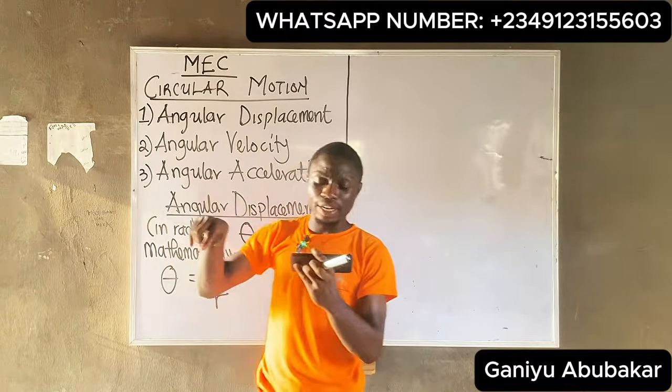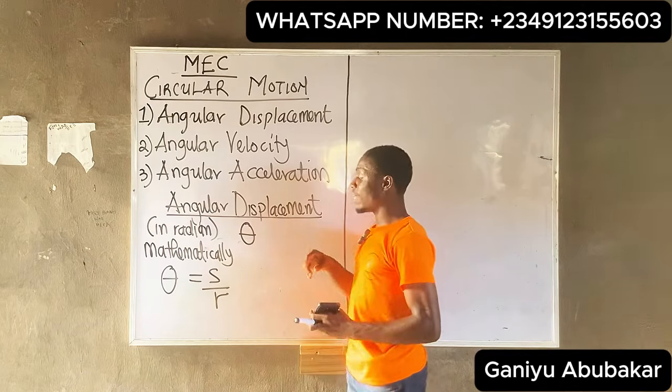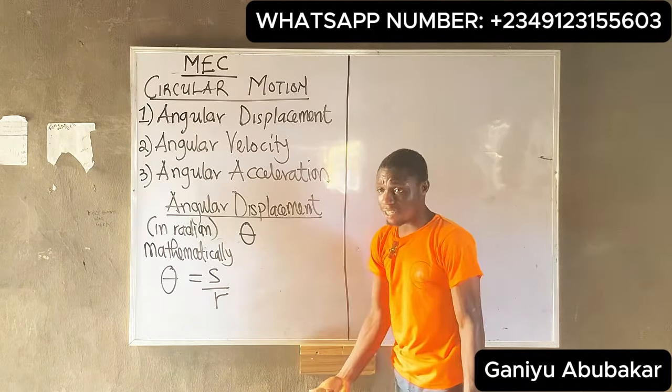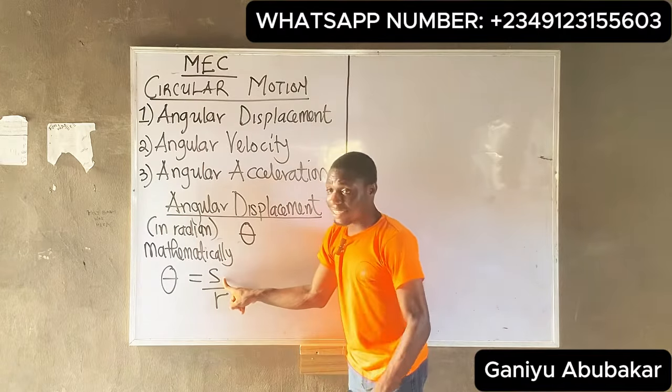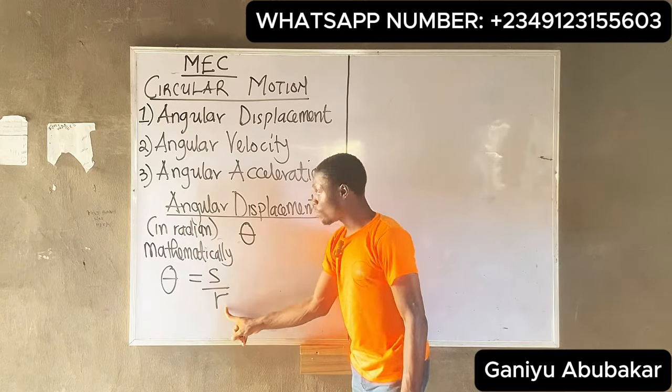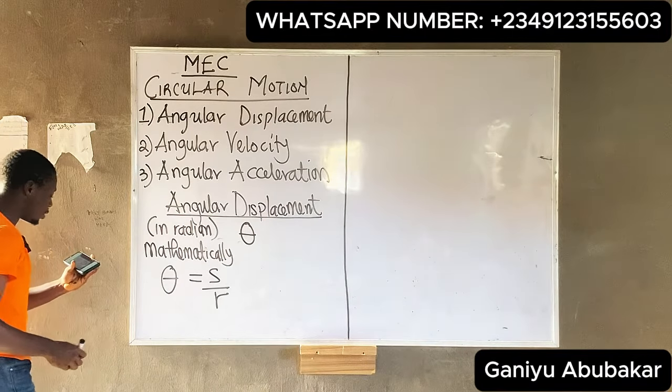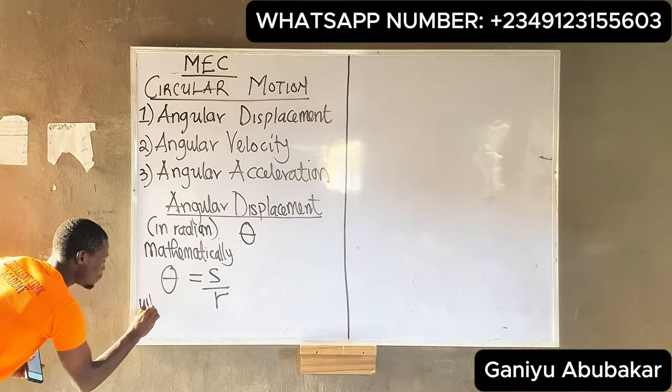Axis in a given direction. Now, I'm saying this, please, that theta signifies angular displacement. And the formula is easy. S is distance over R, the radian. Now, listen to this. This is the formula for angular displacement, where, let me show you, please.